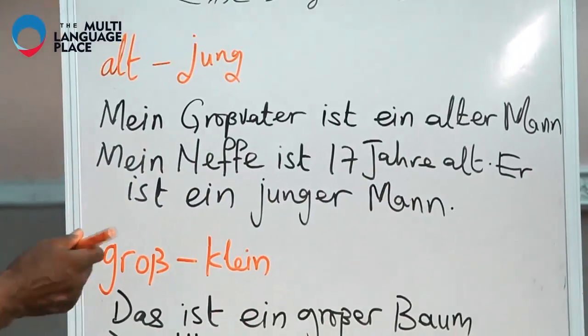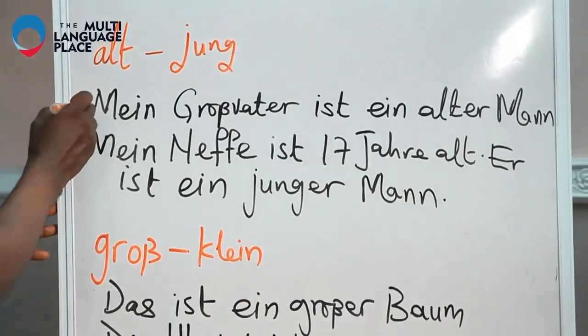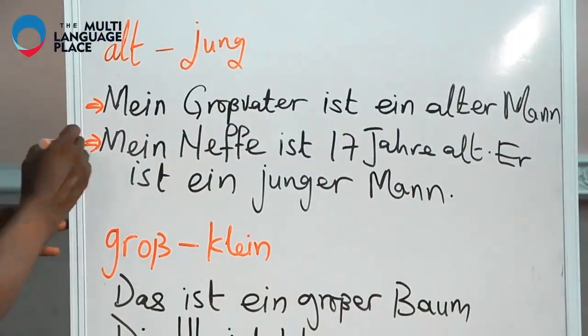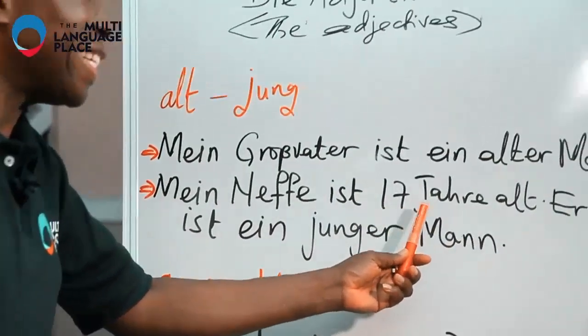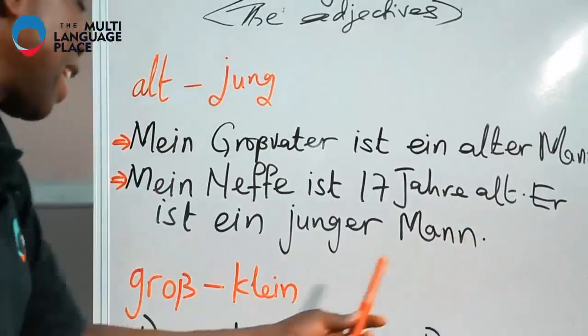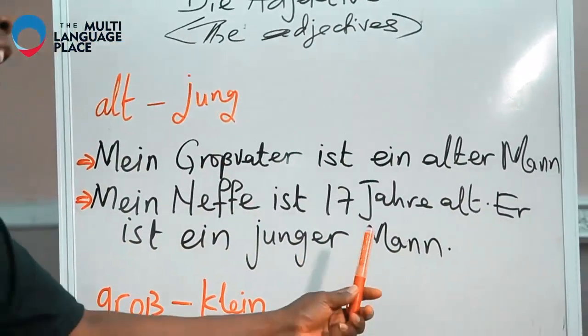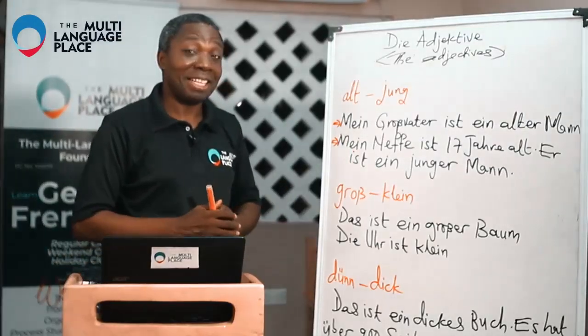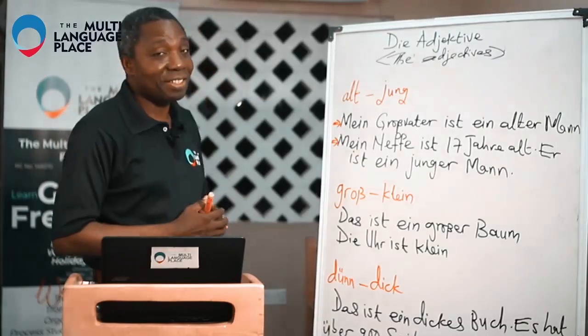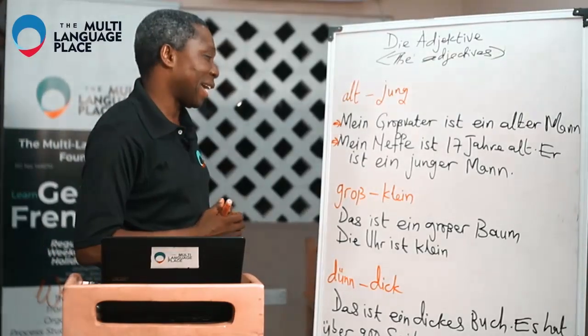So the next sentence, mein Neffe. Mein Neffe ist 17 Jahre alt. Ist ein junger Mann. My nephew is 17 years old. He is a young man.